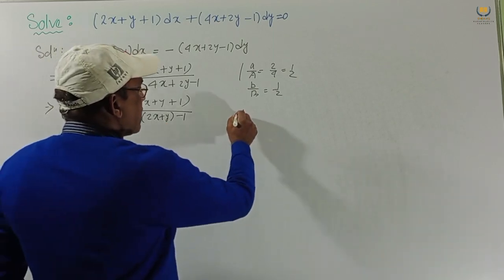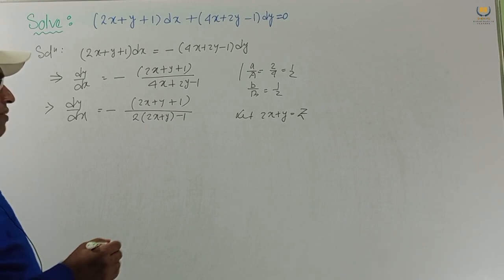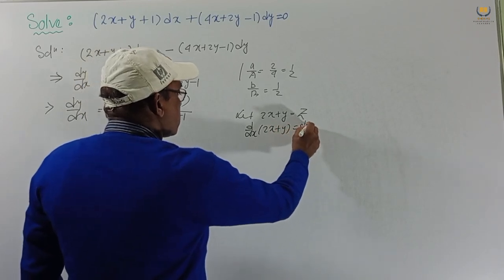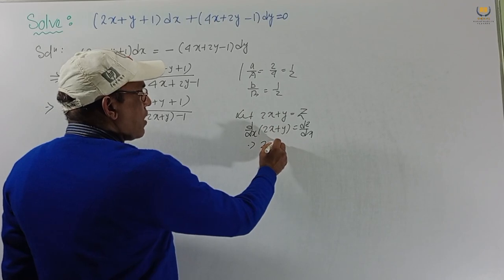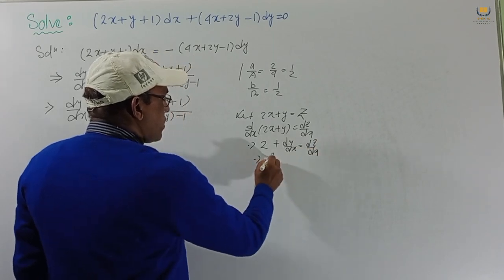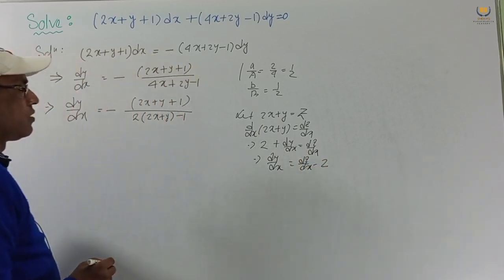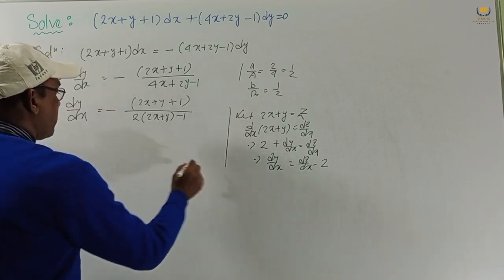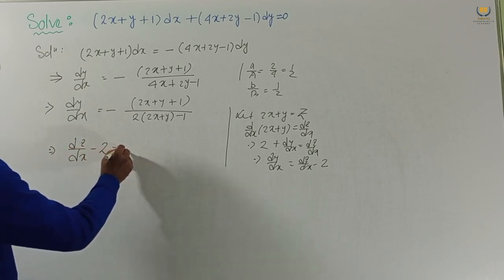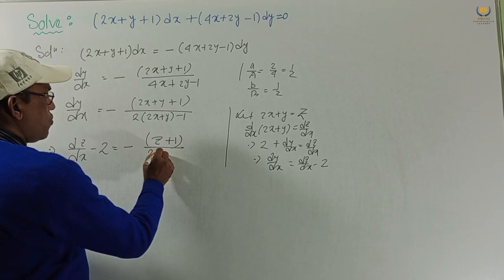So let 2x + y = z. We consider another variable. If we differentiate both sides with respect to x, we get 2 + dy/dx = dz/dx. So dy/dx = dz/dx - 2. Putting this value here, we get dz/dx - 2 = -(z + 1)/(2z - 1).